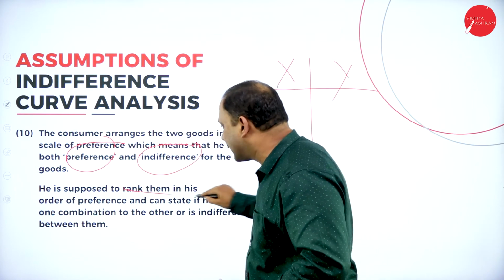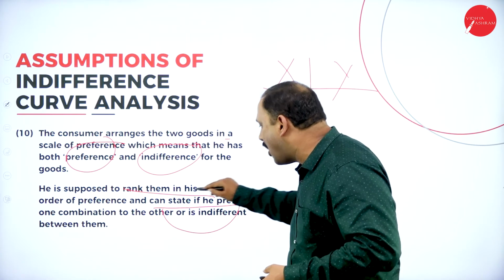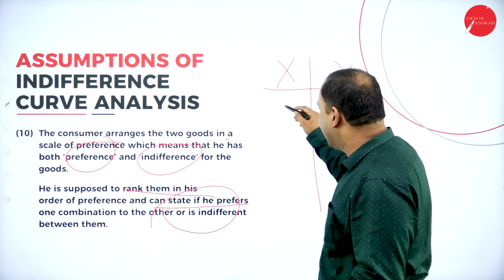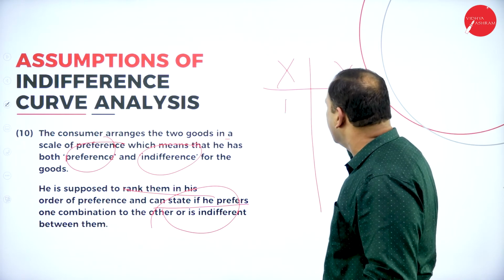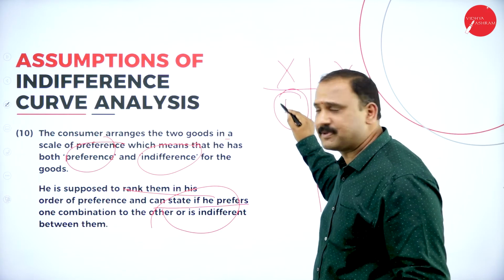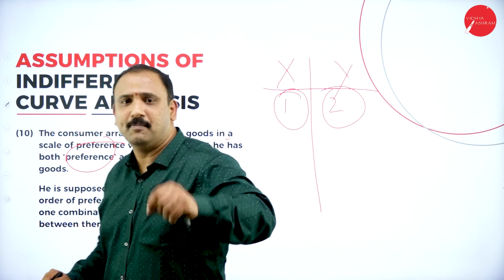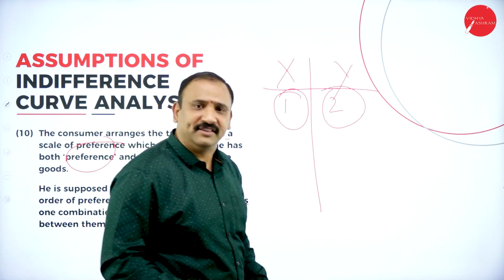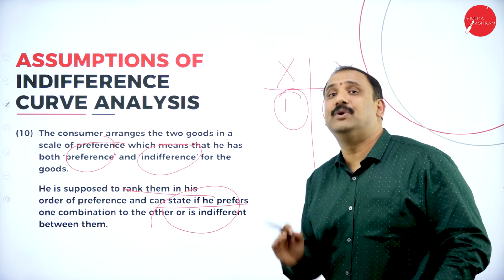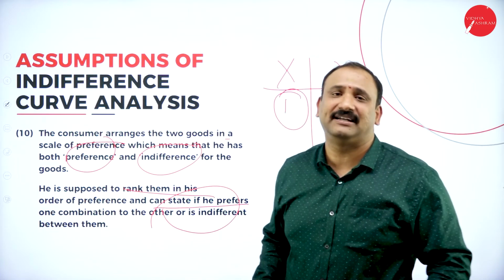He is supposed to rank them in order of preference and state whether between one combination or the other there is indifference. So I'm going to rank it and say that I have a product X which is on the first rank and product Y on the second rank. So for me, product X becomes my first priority, product Y becomes my next priority. So I am making myself very clear that X and Y are available, but with a preference for me, with a ranking for me. That's what really matters here.